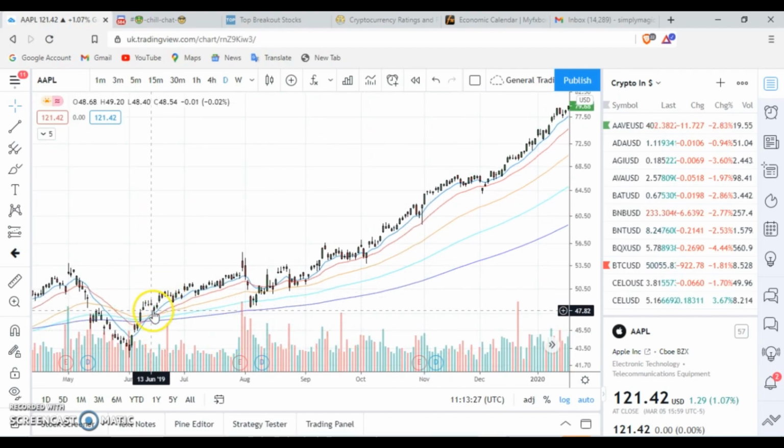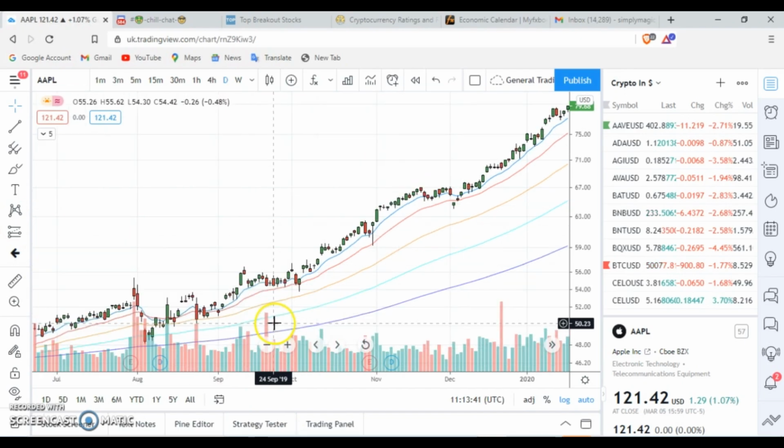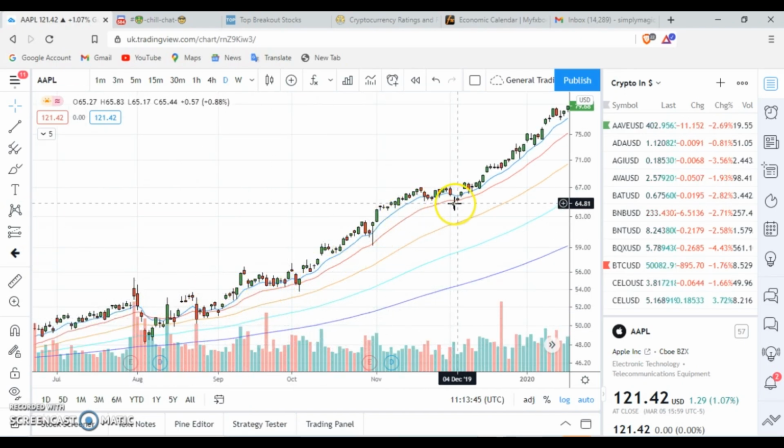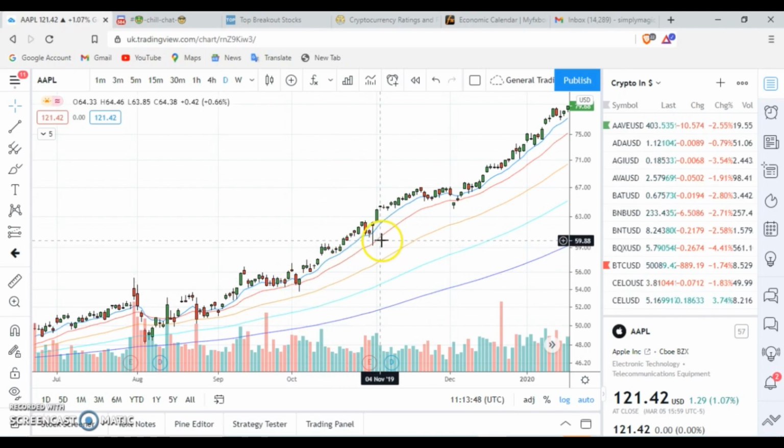See, look, the EMA 9 is holding the price. If that doesn't hold, EMA 20 holds. If it breaks below, then it's a bearish sign. You would get out anyway. And EMA 200 tends to hold price really well. If it doesn't, then it's going into bearish territory.